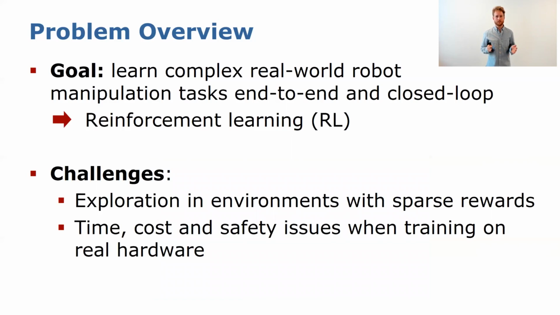A major challenge to RL that has to be overcome in order to successfully learn manipulation policies is exploration in environments with sparse rewards. Most RL algorithms rely on random exploration to search for rewards, which can make training times prohibitively long in complex environments. When training is done on a physical robot, there are additional time, cost, and safety issues.